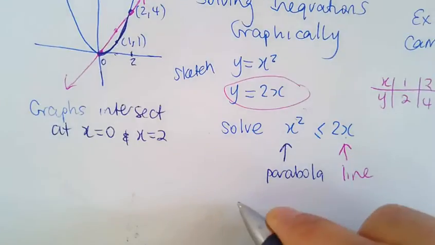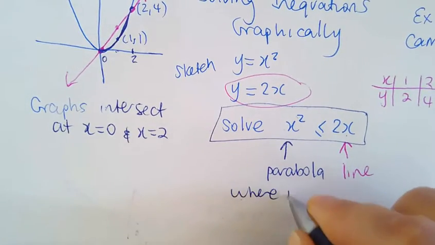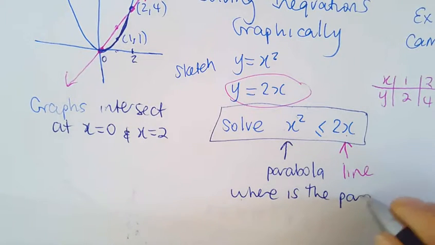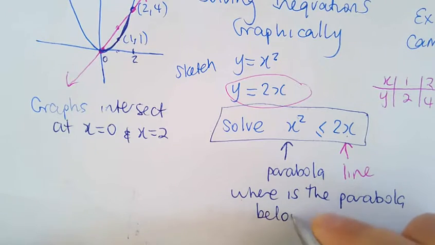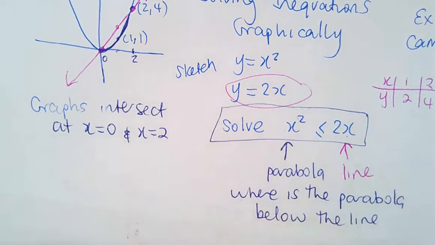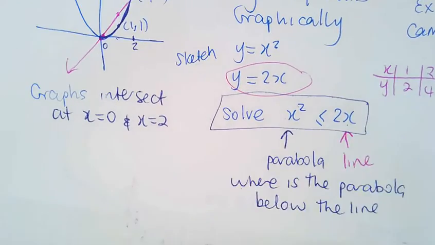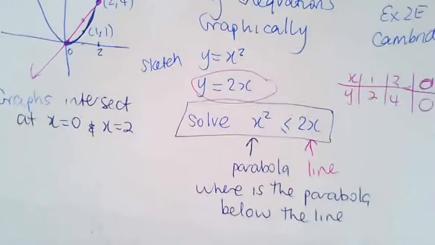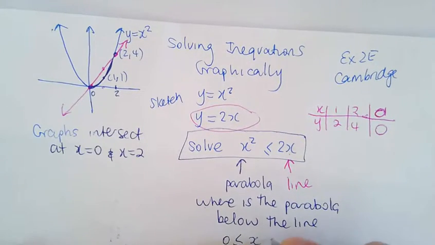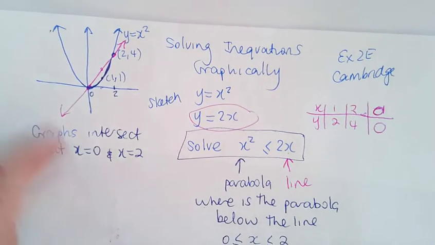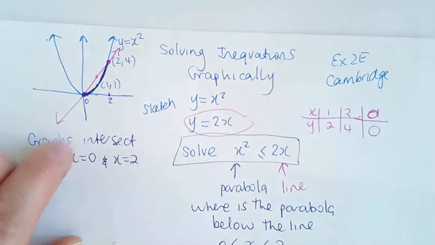So my solution is, so solving this, I say, where is the parabola less than the line? Below the line. Below the straight line. Why am I saying below the line? Because that's the equation of a line. So the parabola is below the line for the values of x between 0 and 2. See, you can highlight it actually. That's where the parabola is below the line.